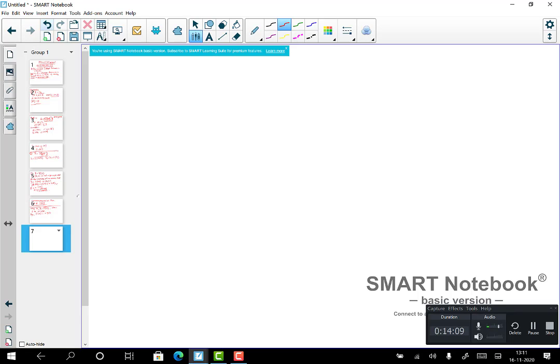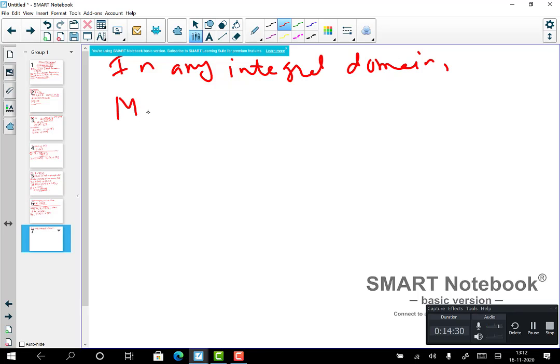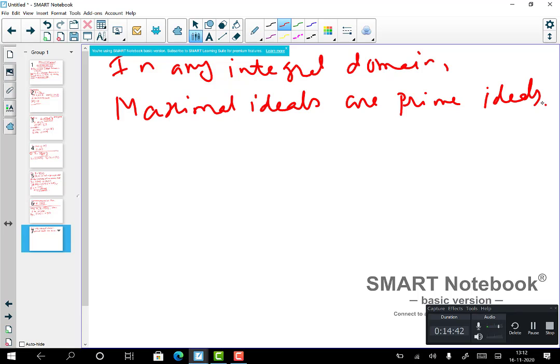Whatever you do, in any integral domain, maximal ideals are always prime ideals, right? That we know already. We have proved these things. But we can ask the converse statement, and I have given an example that the converse is not always true. Prime ideals may not be maximal ideals.